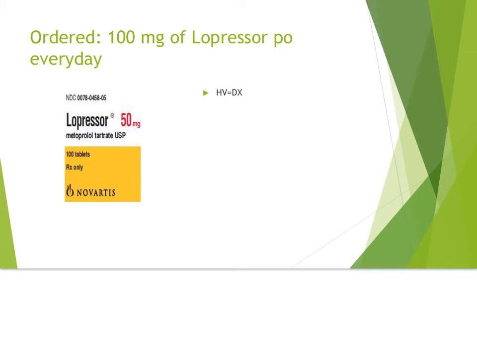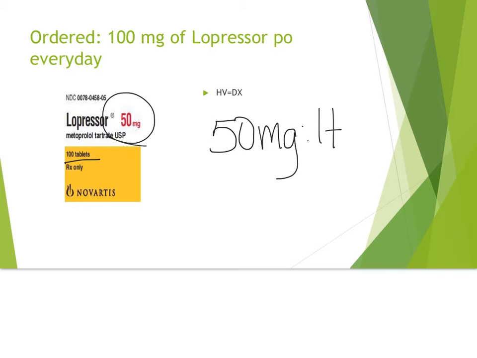Okay, so let's try the HV equals DX method. So what do we have? We have 50 milligrams, right? So that's what we have. That's your H, 50 milligrams. All right. What's our volume? We know tabs, so there's 1 tab. What do we desire? Well, up here, the doctor has ordered 100 milligrams. And we're solving for X.